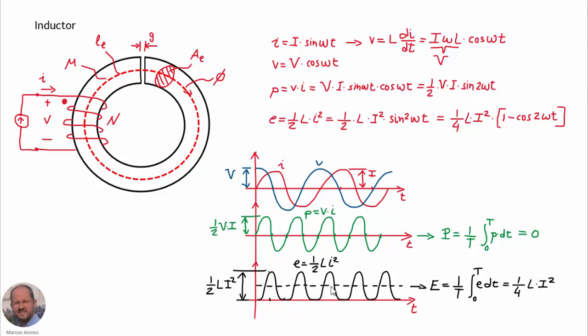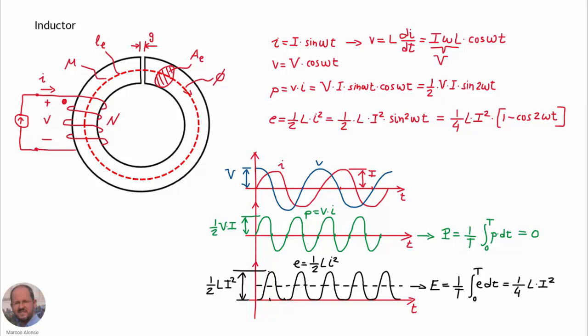But in this case, we can see that we have an average value of the energy. So the average value of the energy can be calculated with this expression here, 1/4 times the inductance times the amplitude of the current squared. So this is interesting because even though we don't have average power in the inductor, of course the average power is equal to 0, we have average energy in the inductor when we operate it with a sinusoidal waveform.